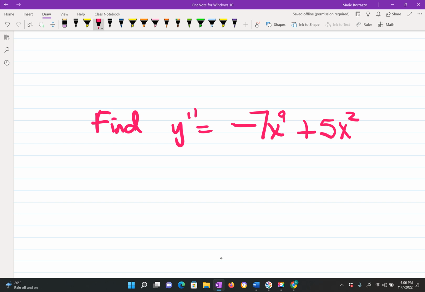You have to find the first derivative. Okay. And then take the derivative again. So what is the second derivative? The second derivative is -504x to the 7th plus 10. Yeah. That's it.